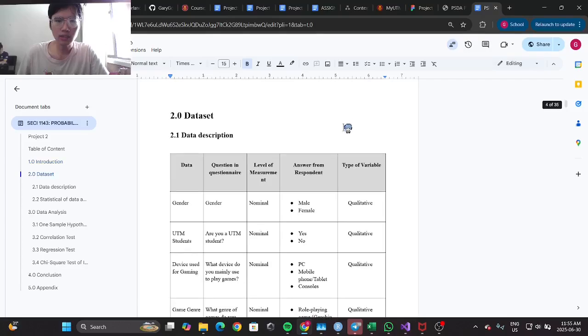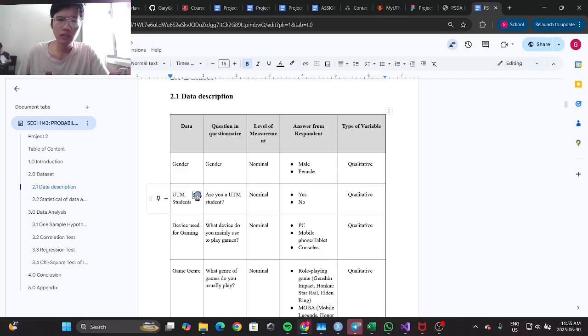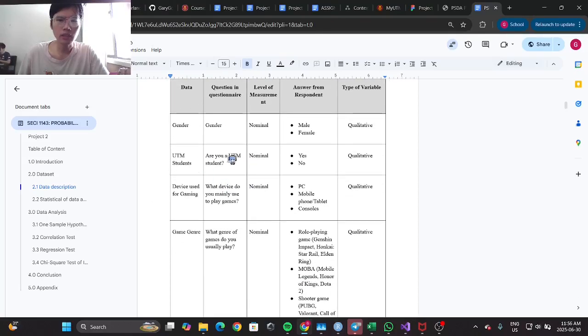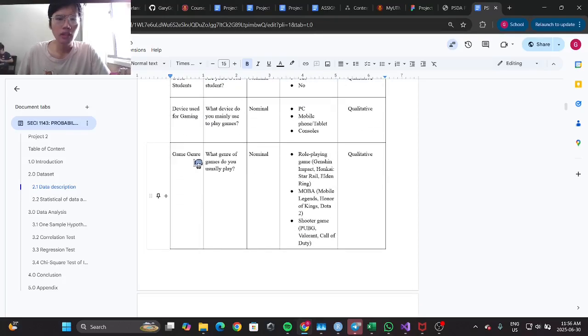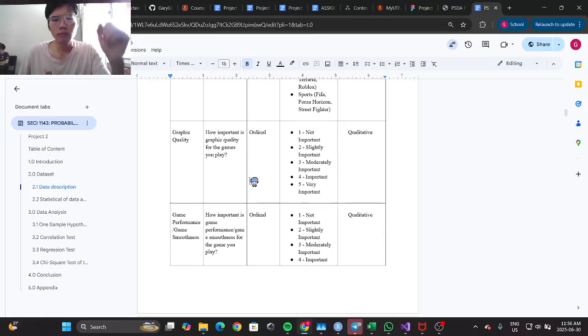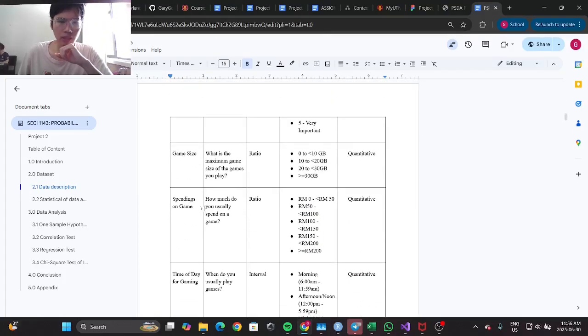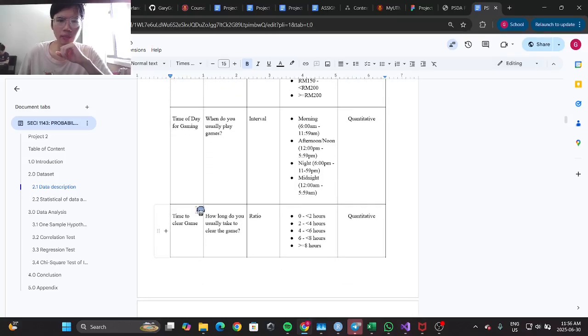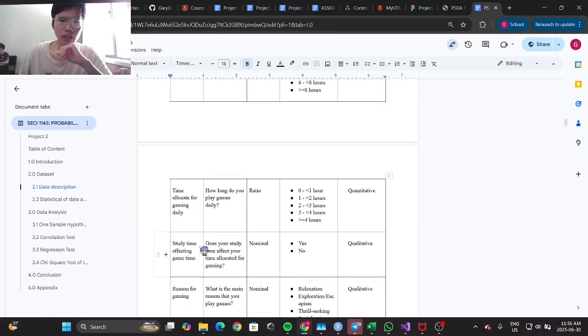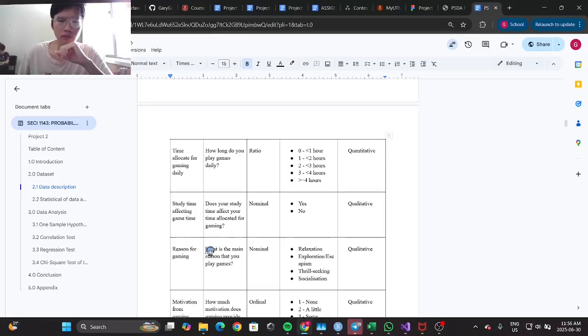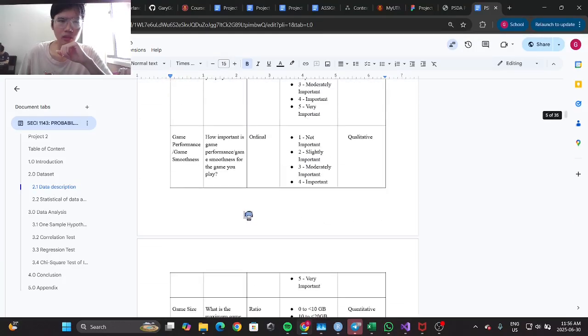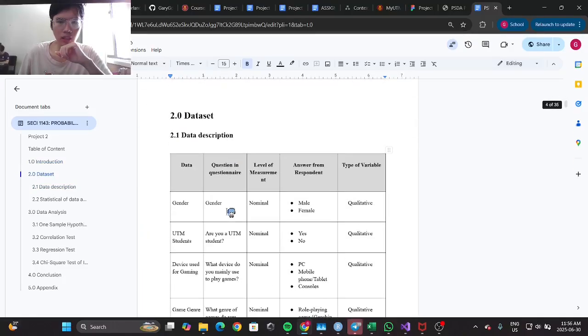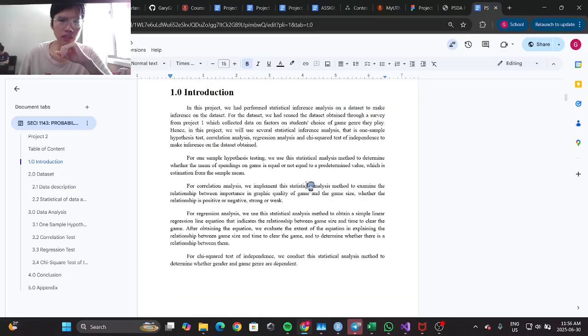In this data set, there are a few variables. There's gender, and a variable to ensure that the respondent is a game student, and then there's device used for gaming, game genre, graphic quality, game performance or game smoothness, game size, spending on games, time of day for gaming, time to clear game, time allocated for gaming daily, study time affecting game time or not, reason for gaming, and motivation for gaming. But for this project, we only use a few of these variables and do some analysis on them. So we will do statistical inference analysis.